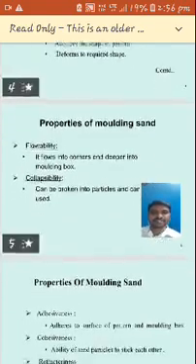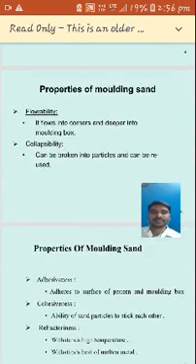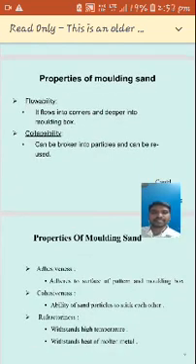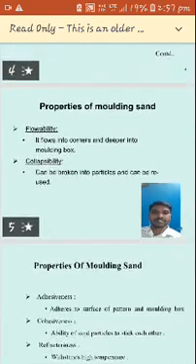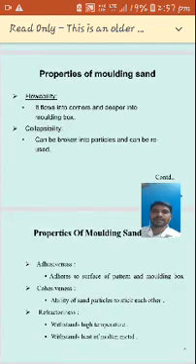The other property is flowability. It flows into the corners and deeper into the molding box. Then collapsibility. Collapsibility means the sand can be broken into particles and reused. After completing the molding process and removing the casting from the mold, the sand should break easily. That type of property is required in the sand.